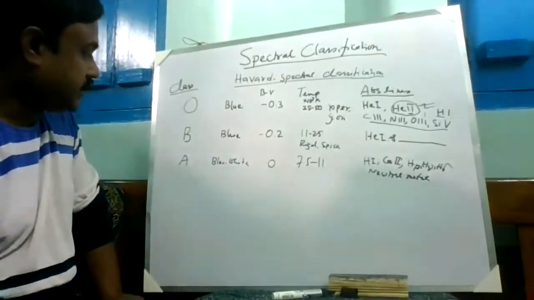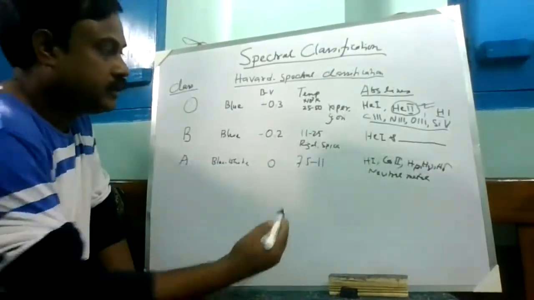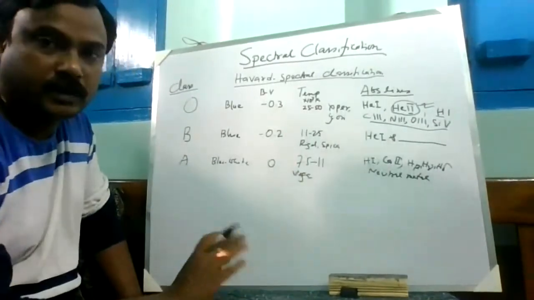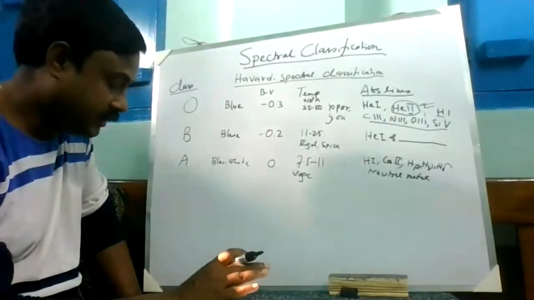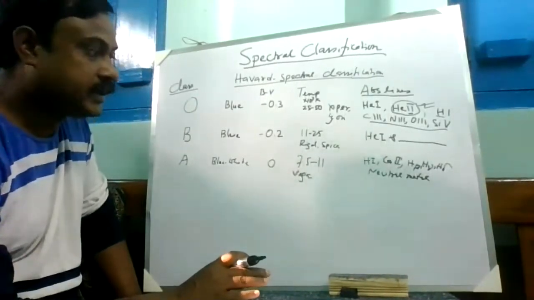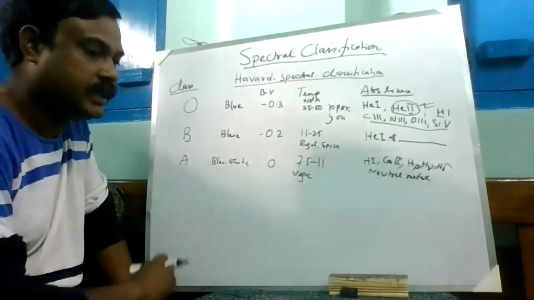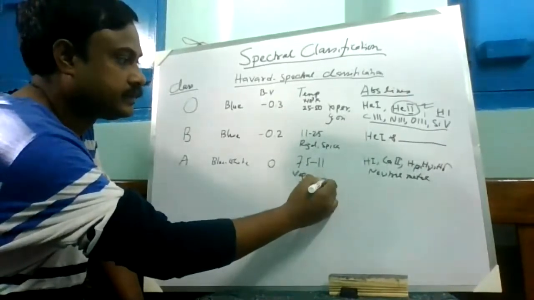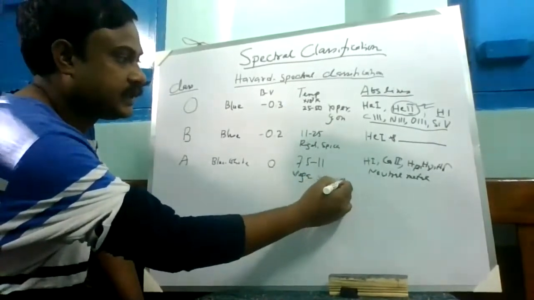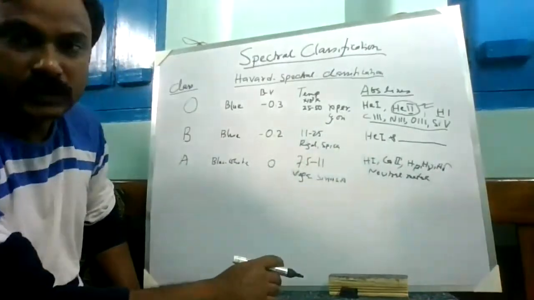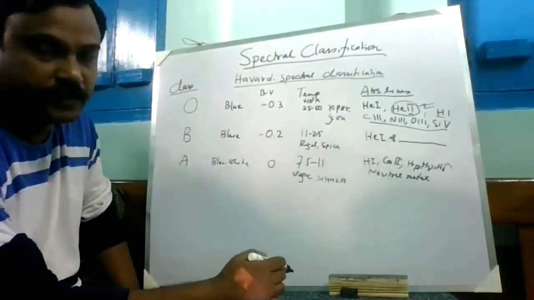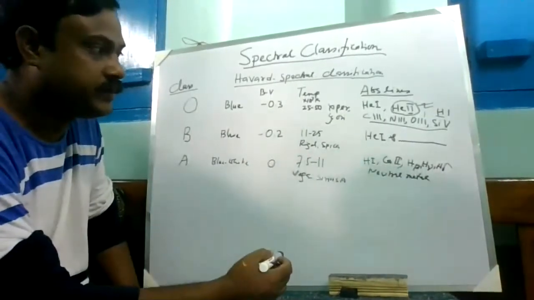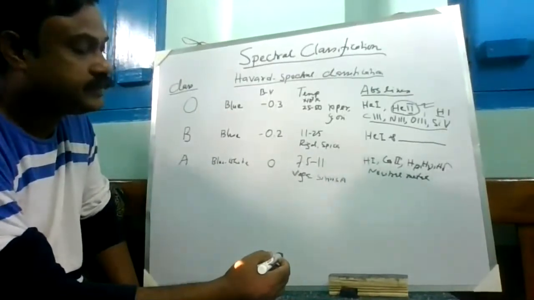Now, examples of this type of star: one is Vega. That is why Vega has been taken as the zero reference star in the apparent magnitude scale. The other is Sirius A, the brightest star in the night sky, which is in spectral classification A. The surface temperature is 7,500 to 11,000 Kelvin.